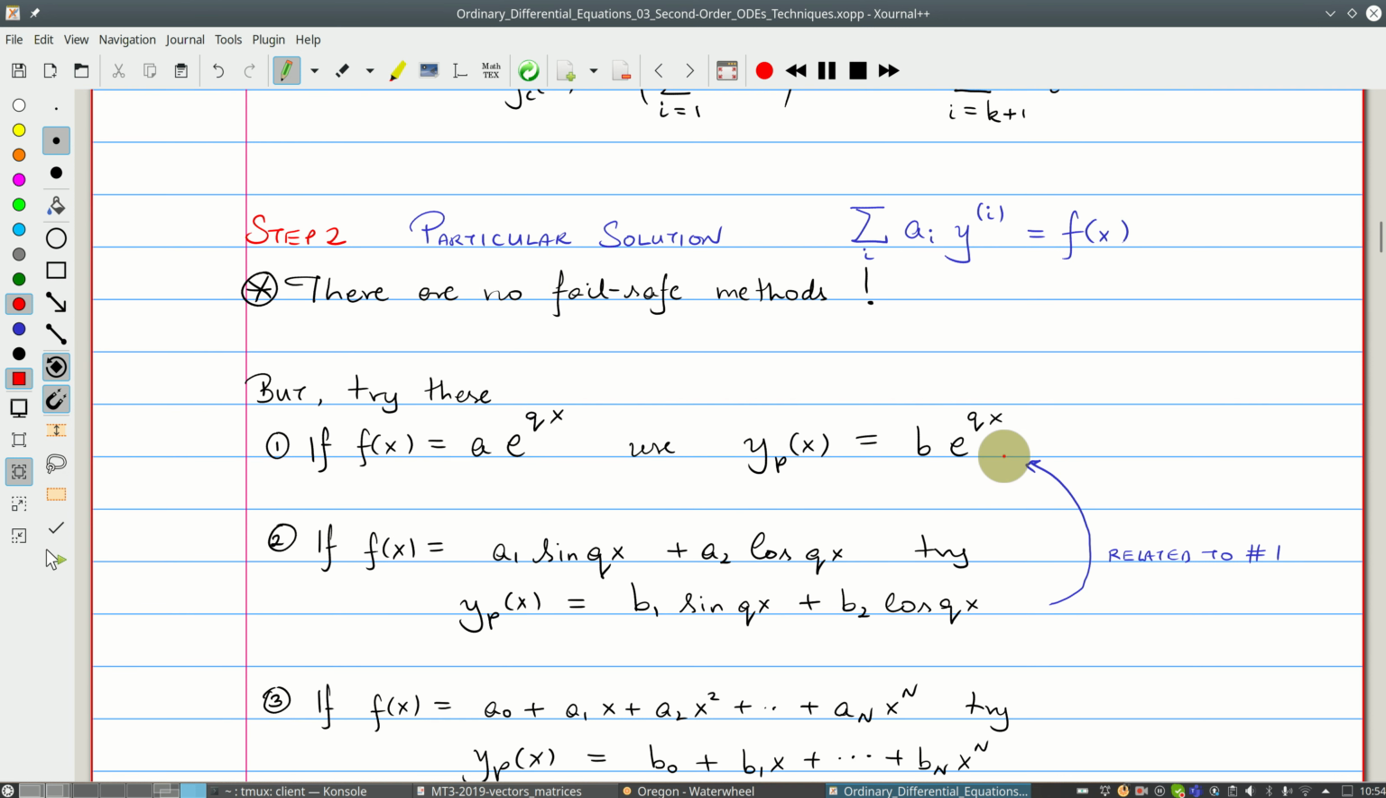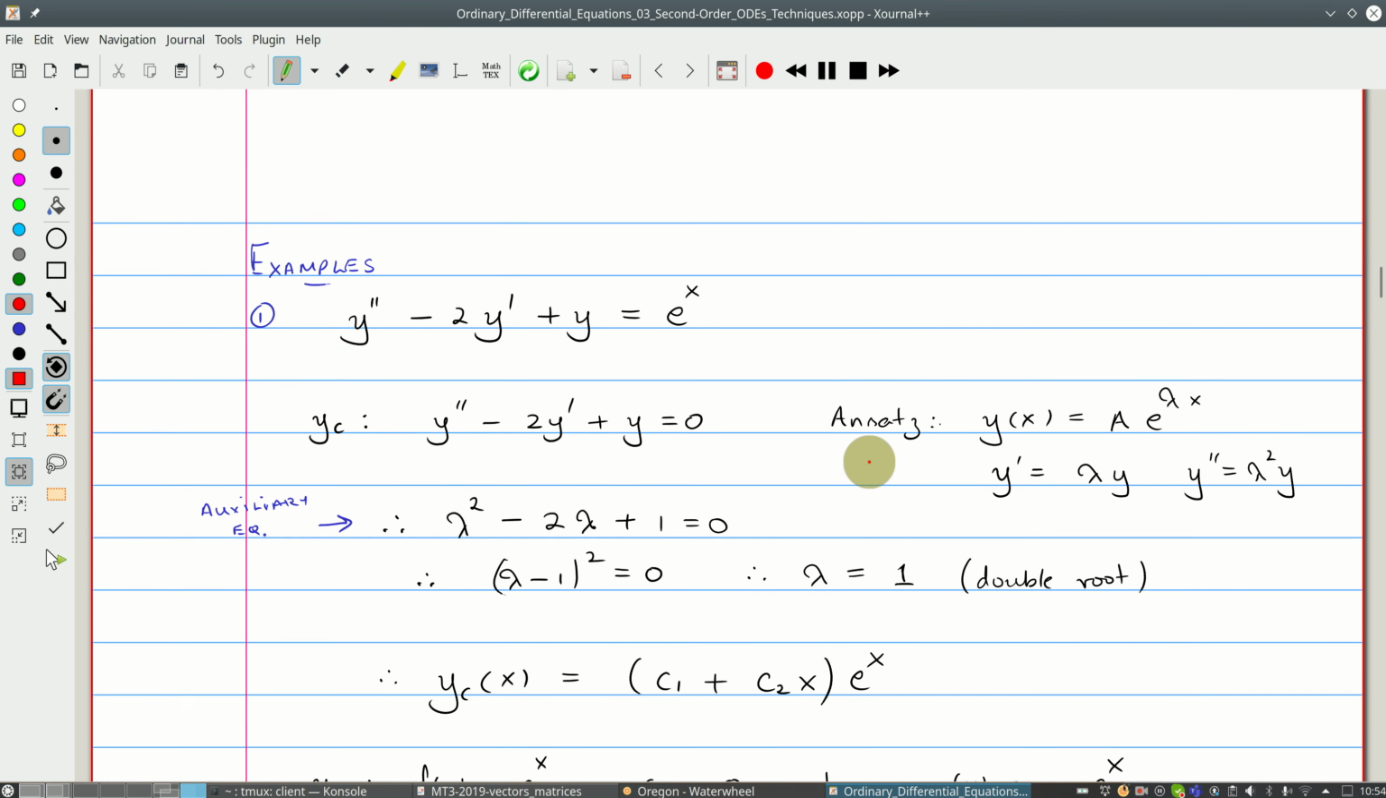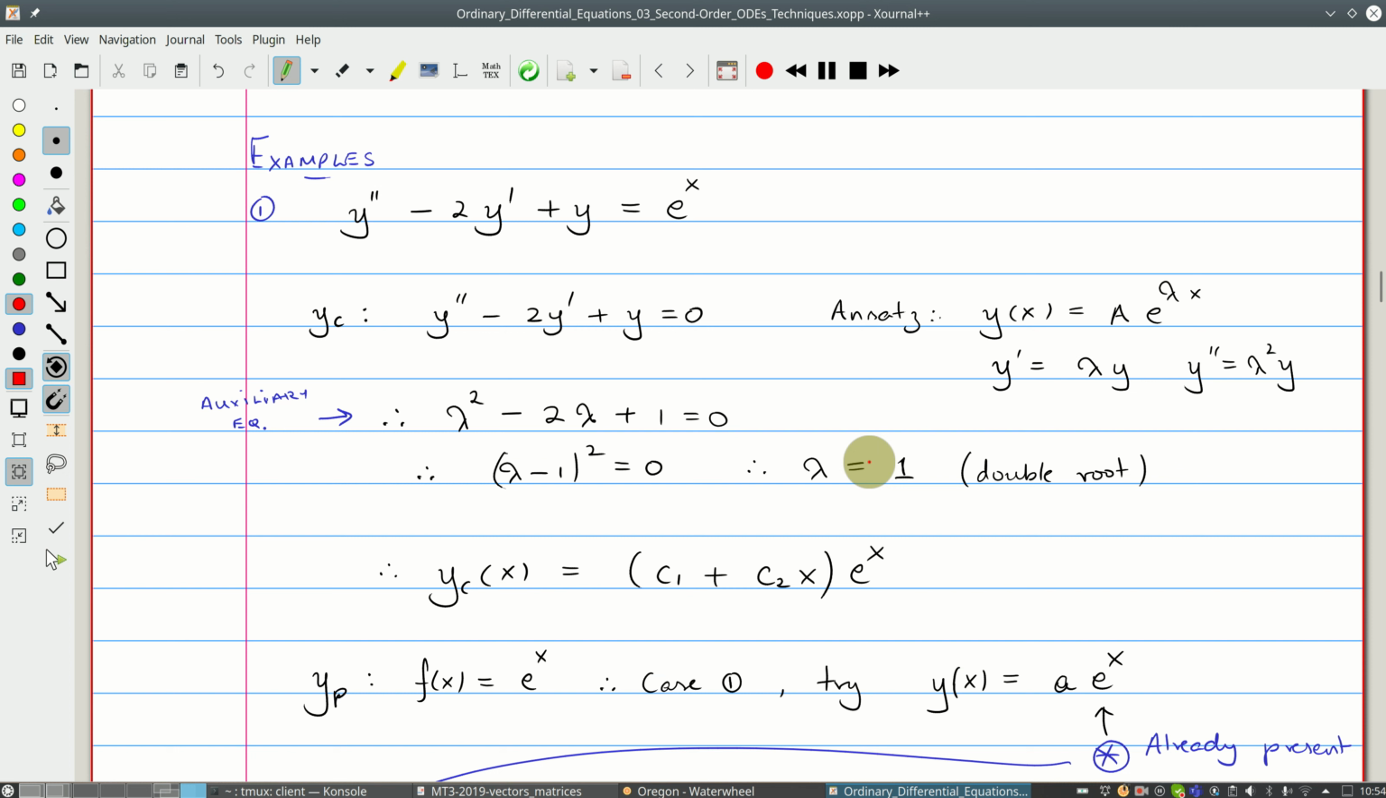If f is a polynomial, a0 plus a1 x plus a2 x squared all the way to an x to the n, try a polynomial for the particular solution, but change the coefficients. Keep the order the same, it's still n, but the coefficients are different. And if f of x is any sum or product of the above, then try the particular solution as the sum or product of these guesses too. Right, let's have a look at some examples and see how we put that into practice.